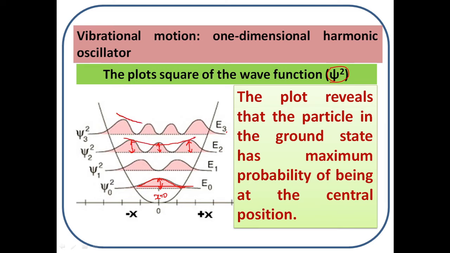This is the case. The probability is minimum towards the central equilibrium point if we move towards the higher energy state. But at the ground state, say at psi 0 squared, the maximum probability is at the equilibrium position. This is a quantum mechanical phenomenon. But as we move to higher energy, the probability moves towards the ends.